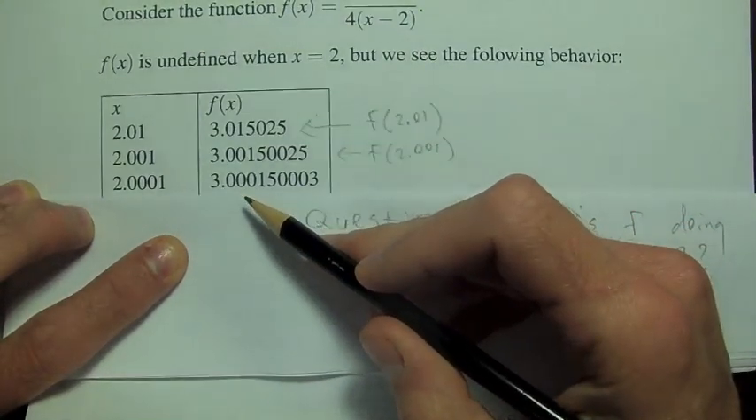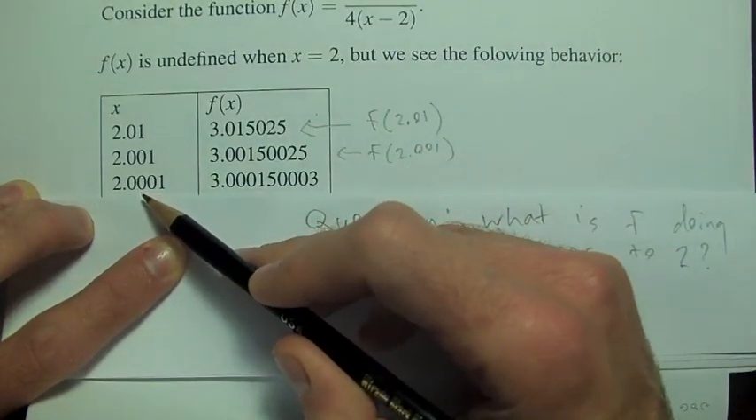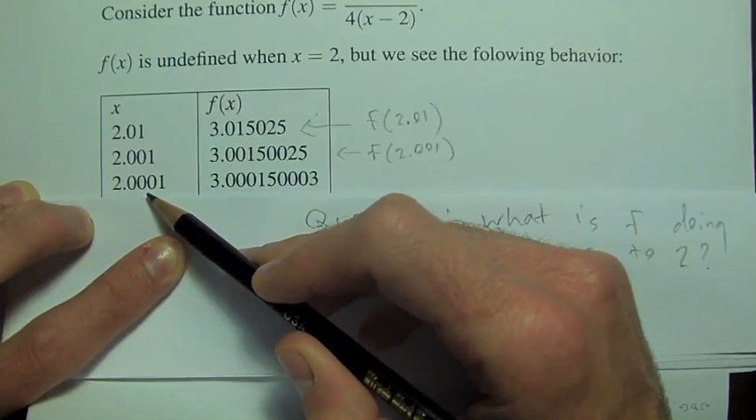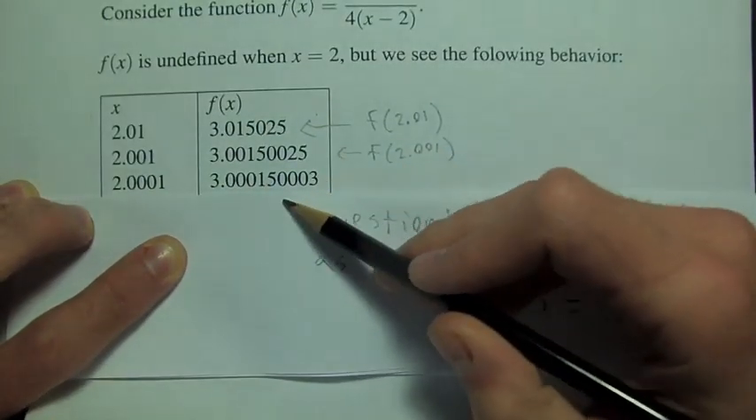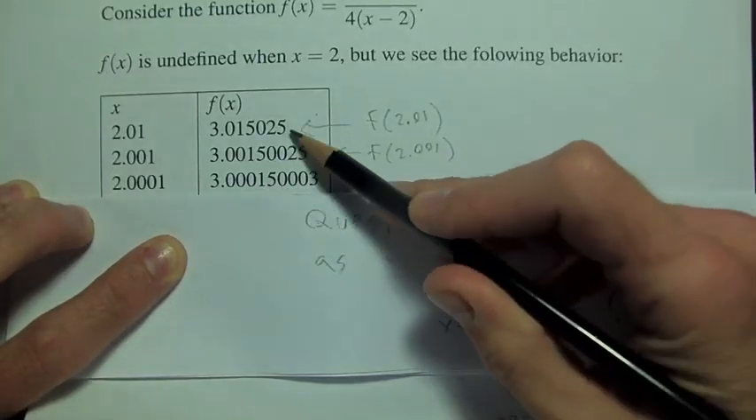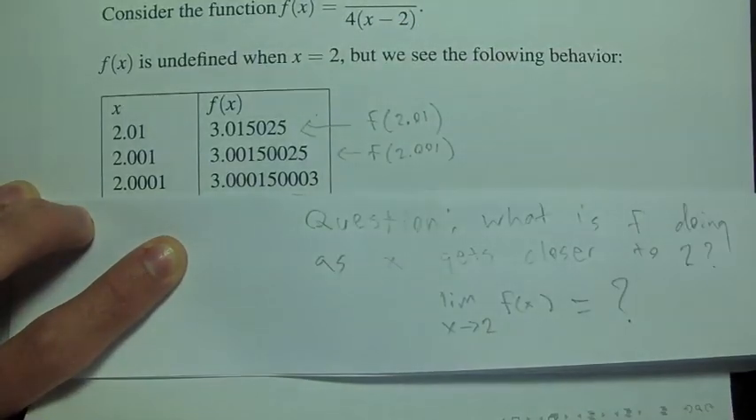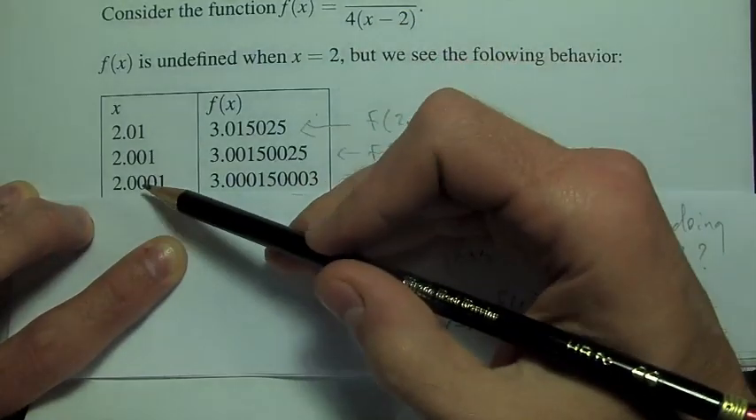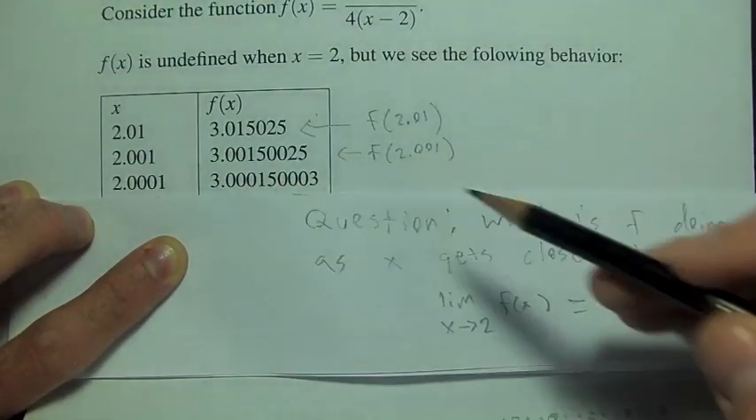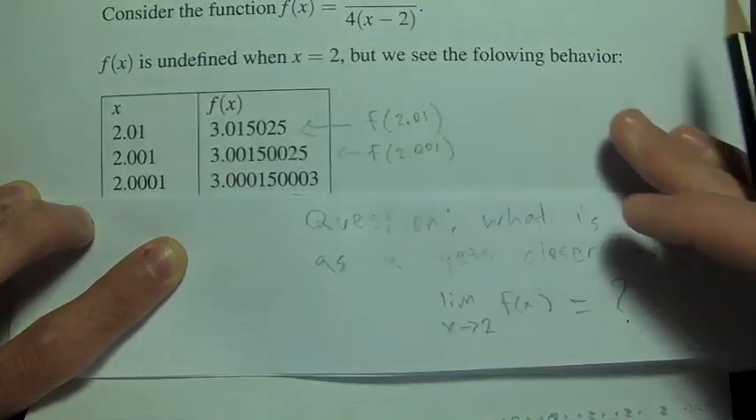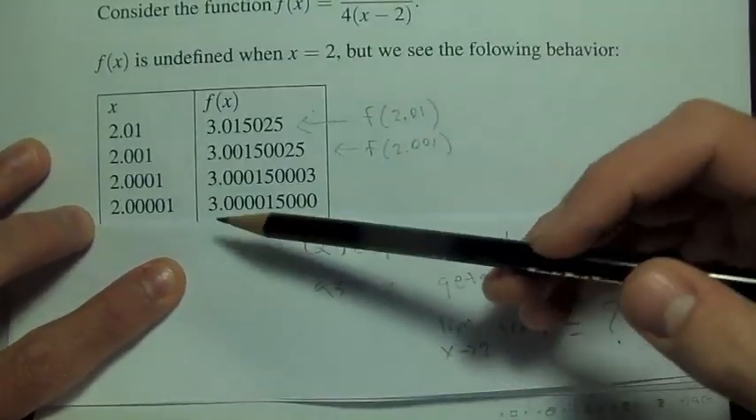So it seems like the closer x gets to 2, f is getting closer and closer to 3, because every time we add a 0 to the right of the decimal point, it looks like the 15 and the 25 are just spreading further out to the right. Eventually, we put in enough zeros that the 15 will get pushed right off. And that's what we start to see.